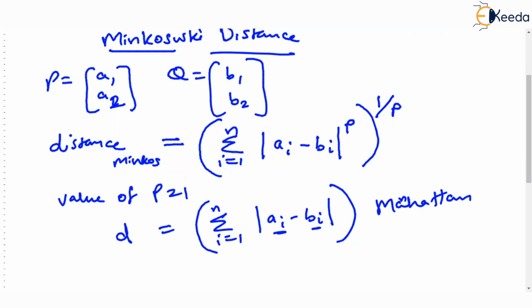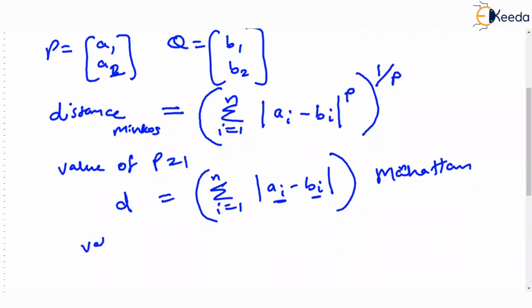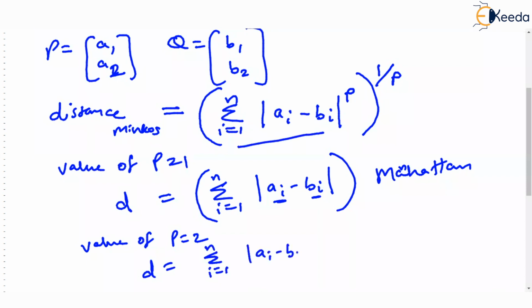And what if I keep the value of P equal to 2? Then the distance will become summation of i equal to 1 to n. Just check this one I am writing: absolute value of ai minus bi raised to 2, because P is 2. So that is squaring, isn't it? ai minus bi, the whole square. But this whole thing is raised to 1 by 2, because P is 2. But 1 by 2 means square root. You know, anything raised to 1 by 2 is square root. So this is the Euclidean formula.